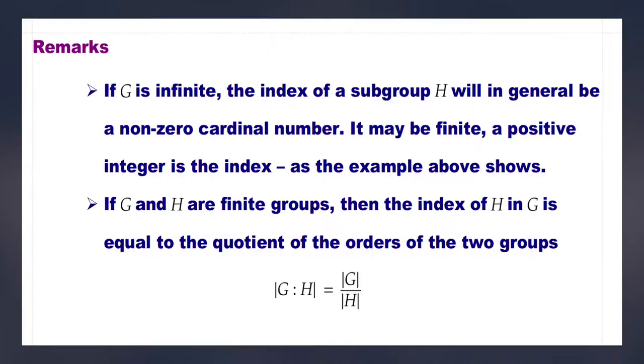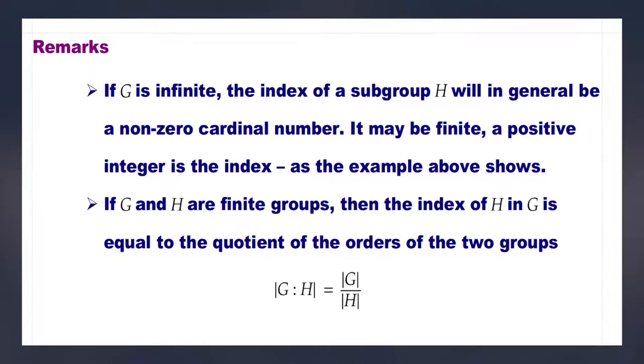Some remarks on the index. If G is infinite, the index of a subgroup H will in general be a non-zero cardinal number. It may be finite. A positive integer is the index, as the example above shows. If G and H are finite groups, then the index of H in G is equal to the quotient of the orders of the two groups.